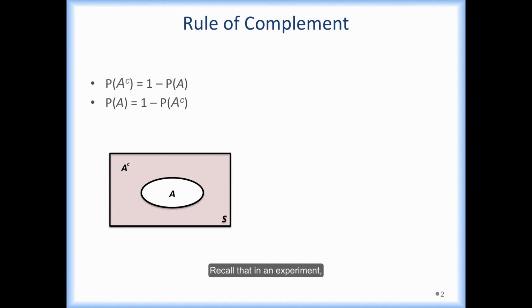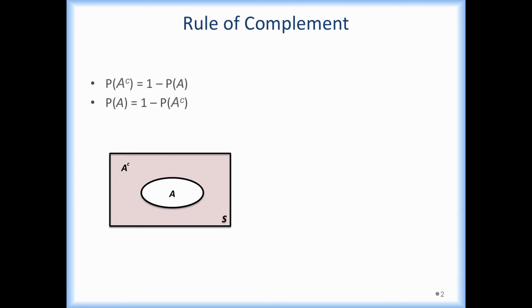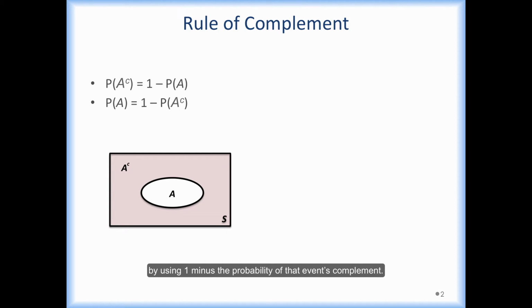Recall that in an experiment, the complement of an event contains all sample points that do not belong to the event. In addition, the sum of the probabilities of all sample points of an experiment is 1. Therefore, we can calculate the probabilities of an event by using 1 minus the probability of that event's complement.